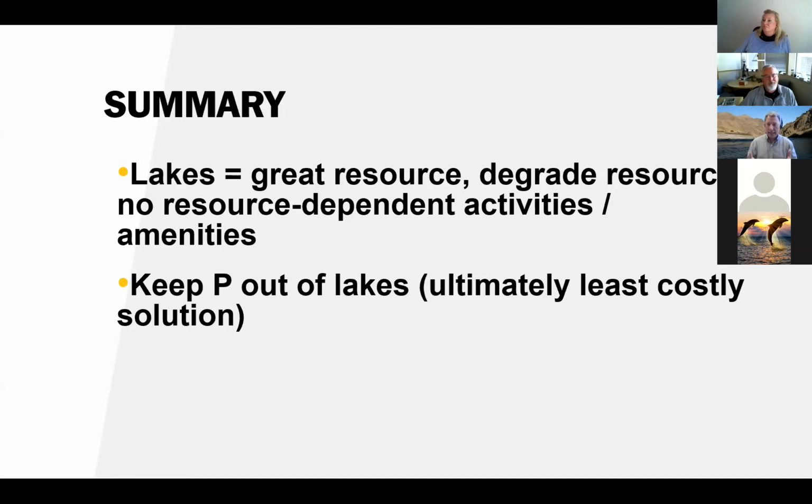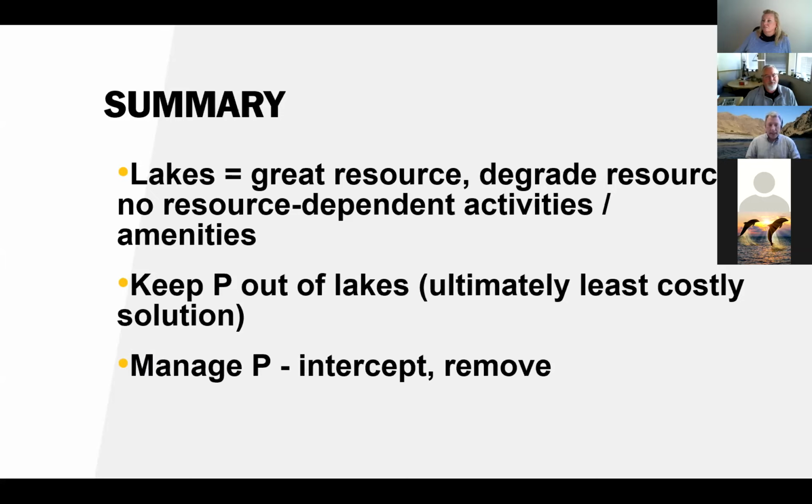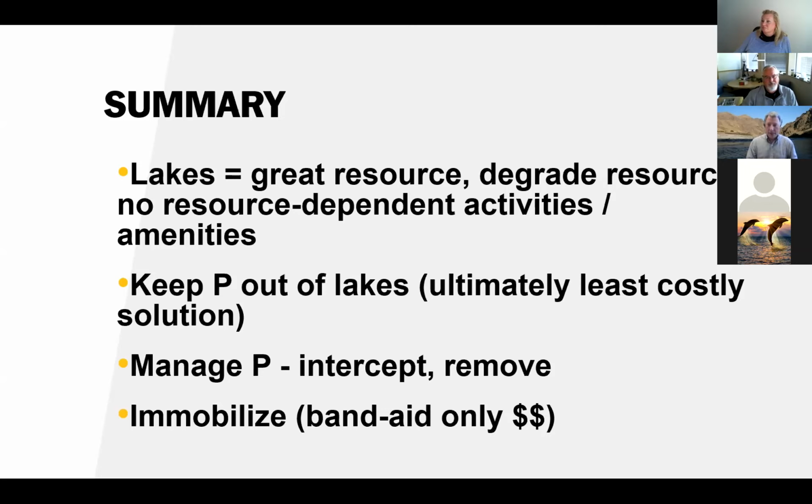So if you think of the lake as the bathtub, the drain of the landscape, everything that happens in the landscape ends up in the lake. So if you can prevent that from getting to the lake in the first place, that's the best thing that we can do. And then we can manage P, we can intercept it, as I said, before it gets to the lake, we can try and remove it from the water that gets to the lake itself. And then, very sad state of affairs, we can try and immobilize it, but then you have to realize we're sticking band-aids onto trying to fix something that's already happened. And that also happens to be very, very expensive.